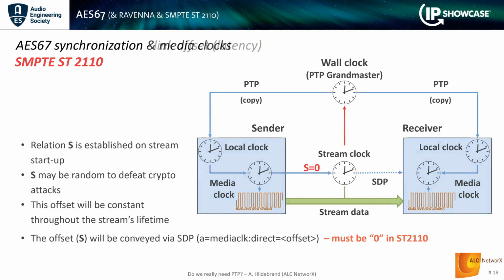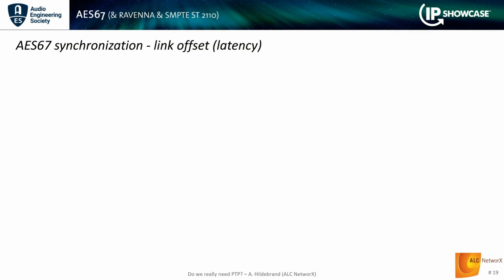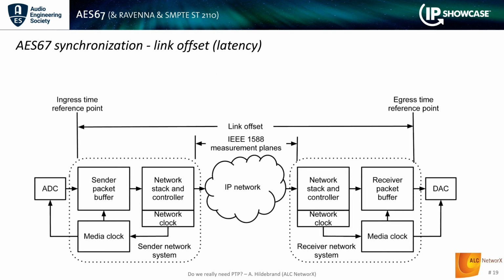So how do I receive the deterministic playout? Let's have a look at the AES67 synchronization model again. The magic is the link offset. So here we have a sender implementation, we have the network, we have a receiver implementation, and you can see the timing reference planes. At the sender, we have this ingress reference time point.